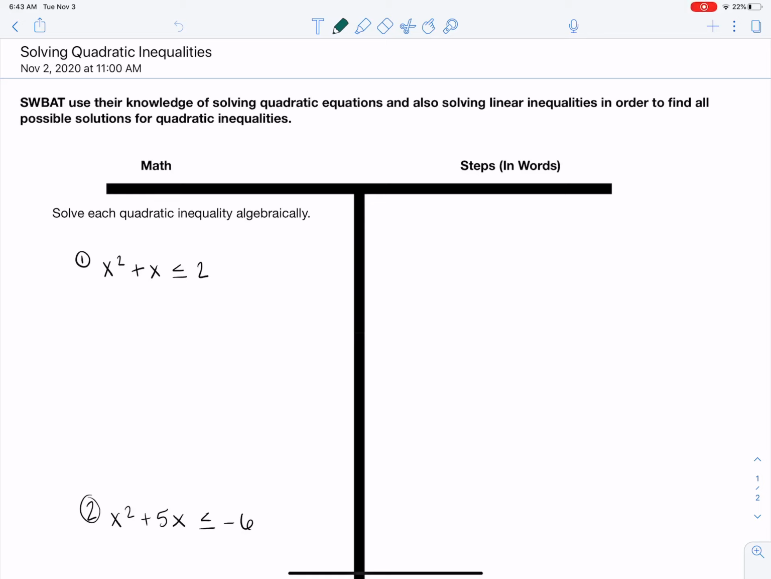So today, the student will be able to use their knowledge of solving quadratic equations and also solving linear inequalities in order to find all possible solutions for quadratic inequalities. That's a lot of information, but basically, you know how to solve a quadratic equation.